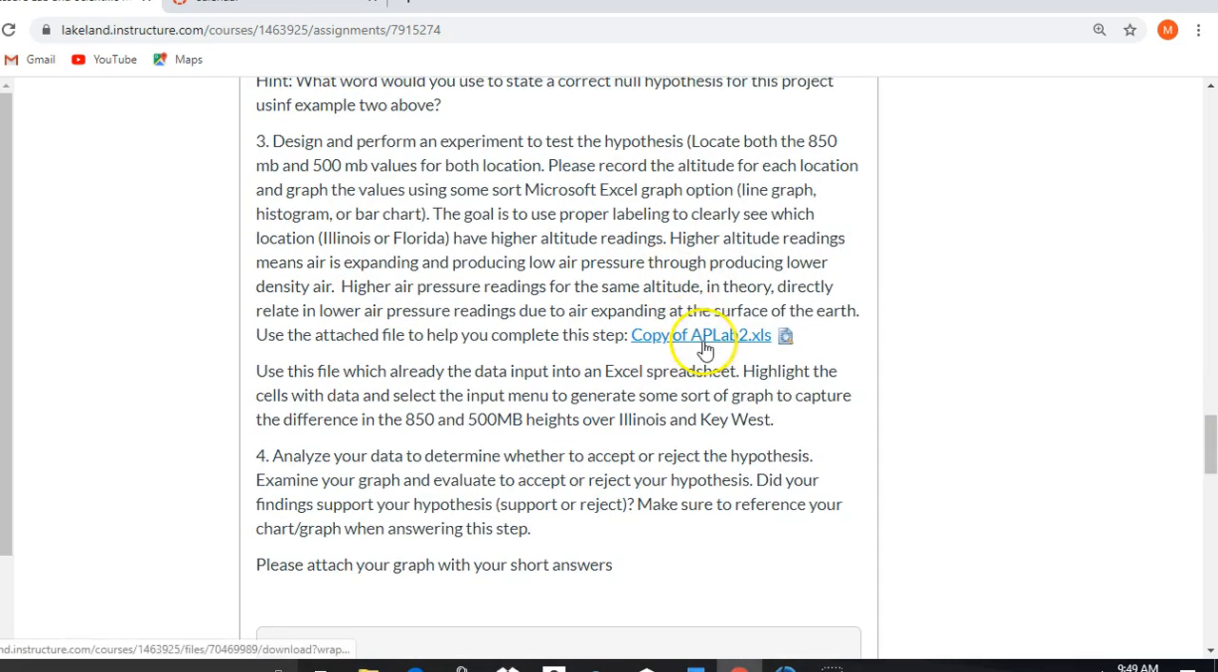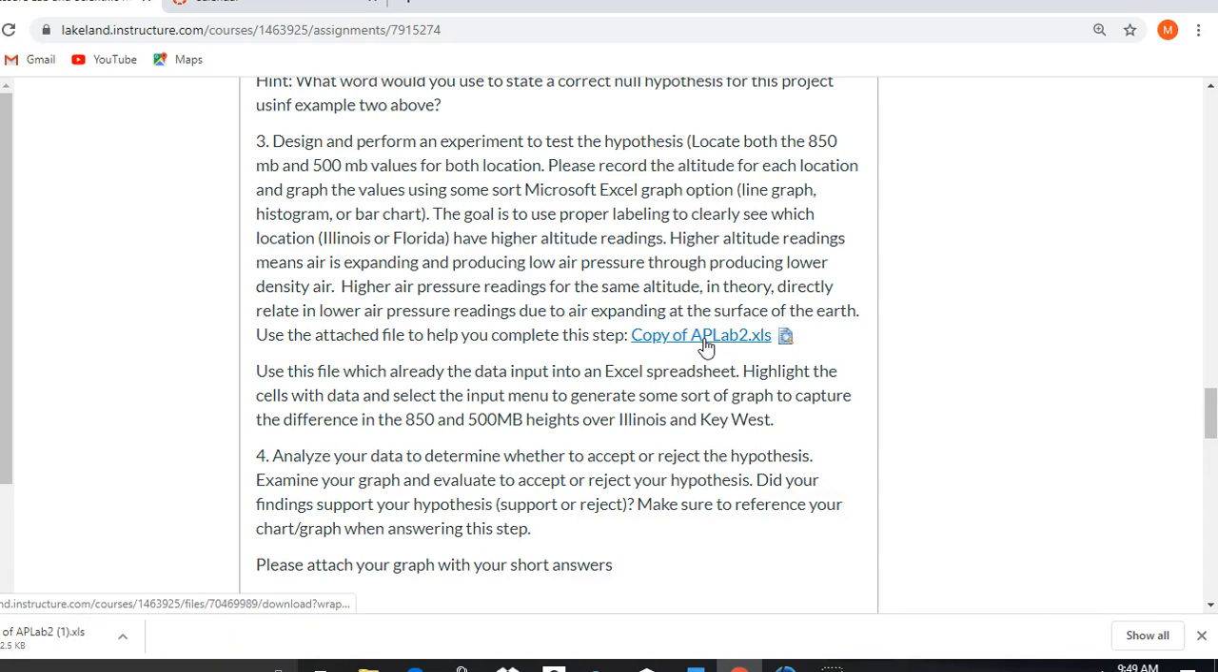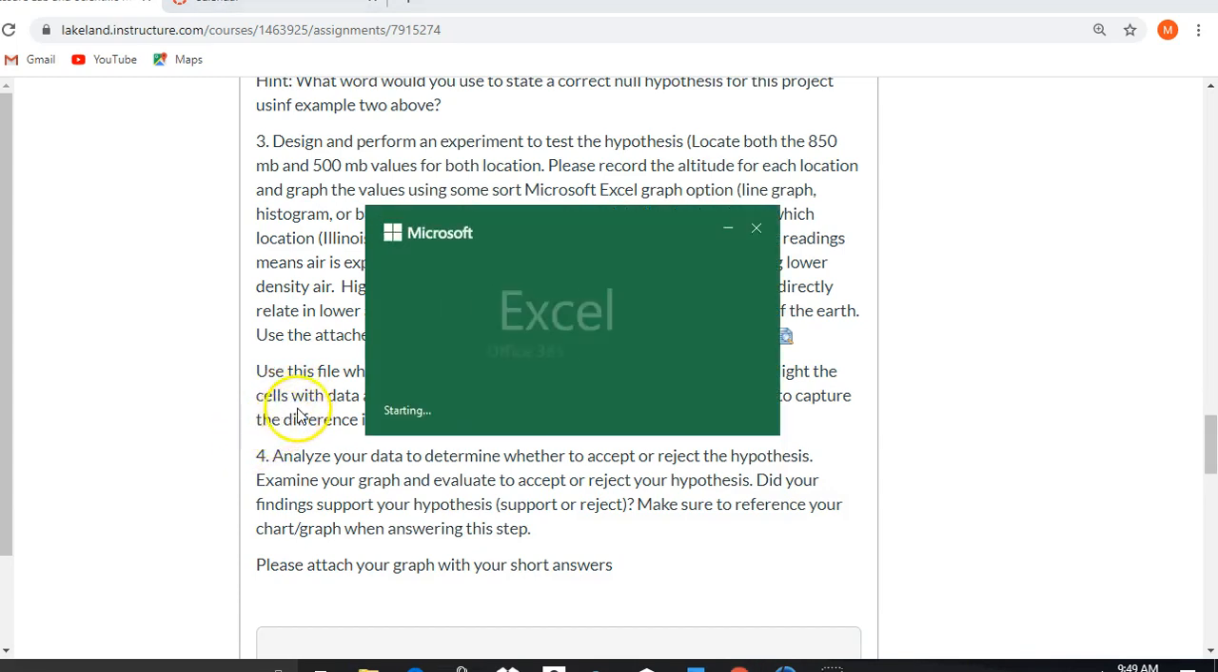I asked you to make a graph, and I have already created the spreadsheet for the numbers. I've already recorded them for you, and all you're required to do is make a graph. If you click on the Excel spreadsheet there, you'll see a file opening up at the bottom, and I've already got it started for you.